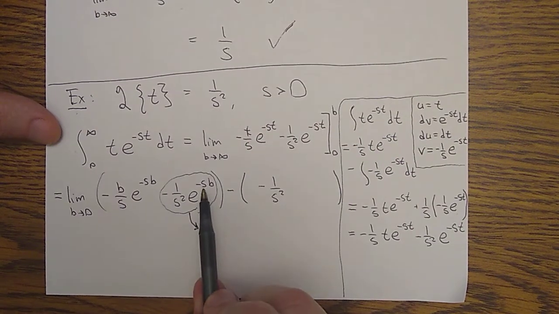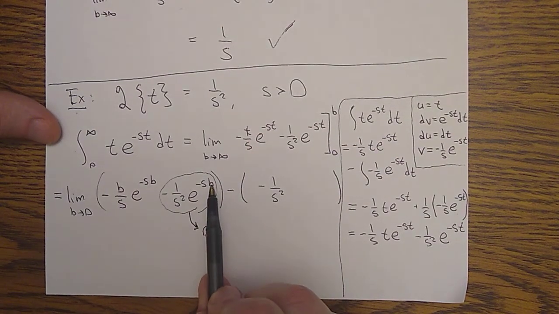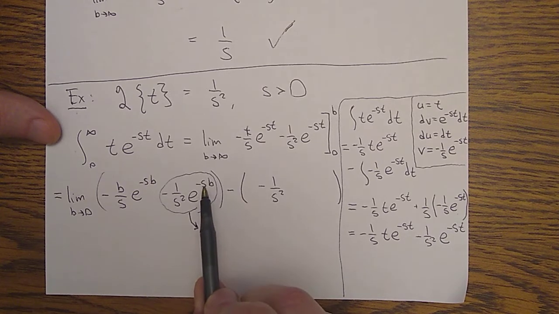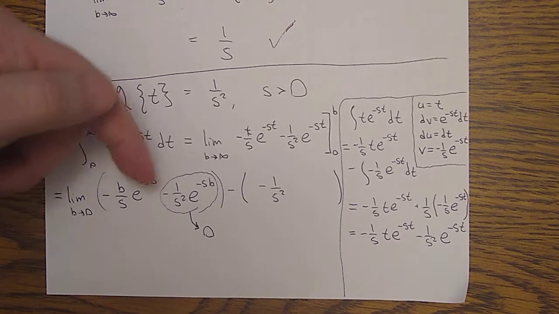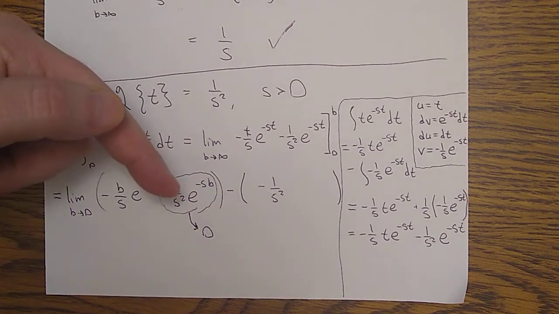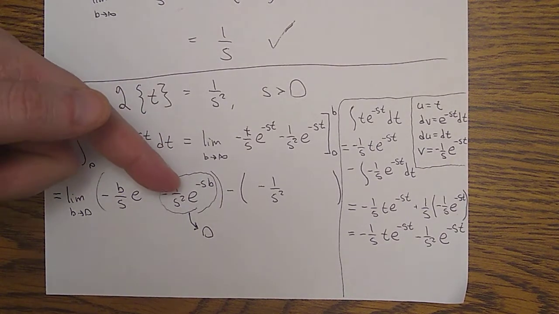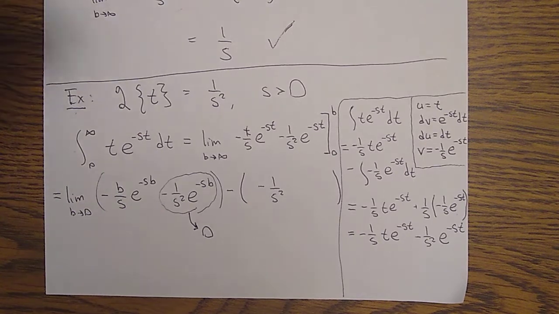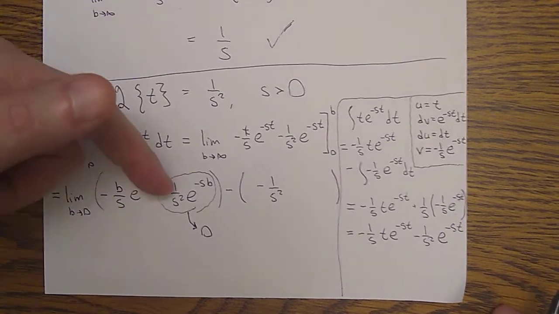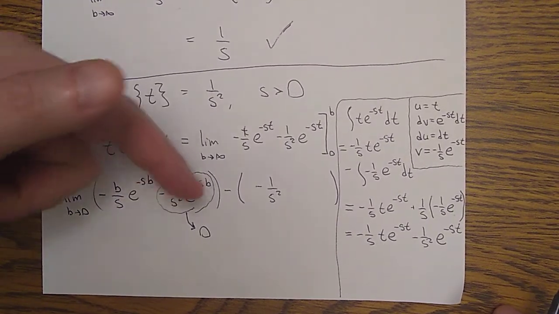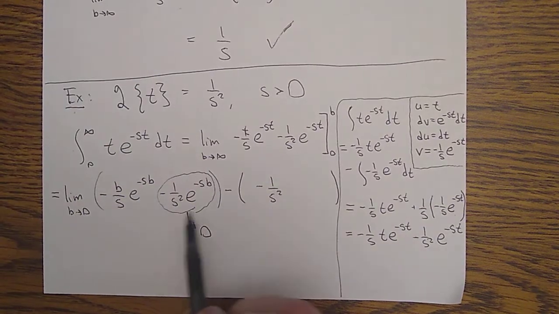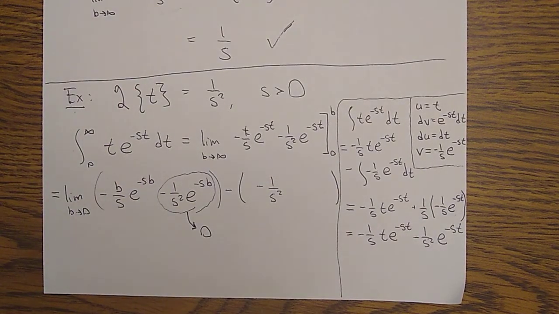Because once again, s is a positive number, b is going to infinity, so this is like e to the negative infinity, which is 0. And this is just a constant, because b is going to infinity. S is not going to infinity. S is just a positive number. So 1 over s squared is just a constant. This is like 0. So this term is going to 0.